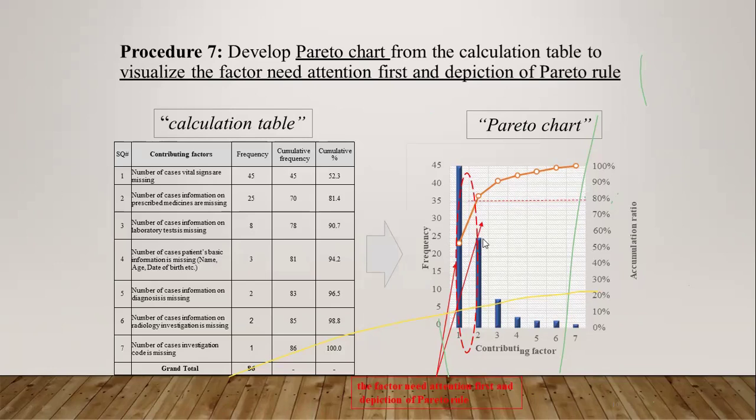20-80 rule. Whatever falls on the left side is our 20%, and whatever falls on the right side forms our 80%. What we need to concentrate on is the 20% that lies on our left side. For this figure, it has taken these two contributing factors, because if you drop this line here, it will take the first two contributing factors, number 1 and number 2. So the left side forms the vital few.